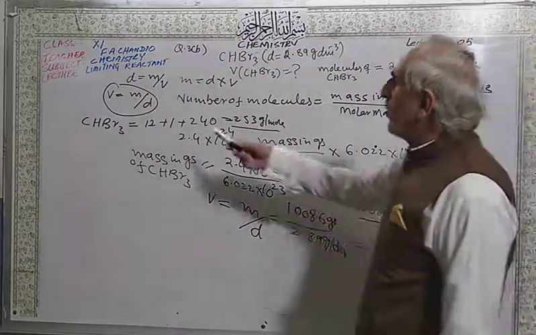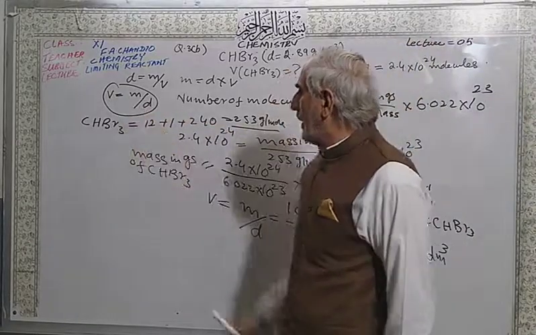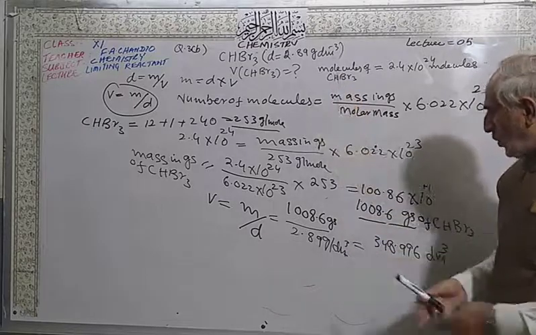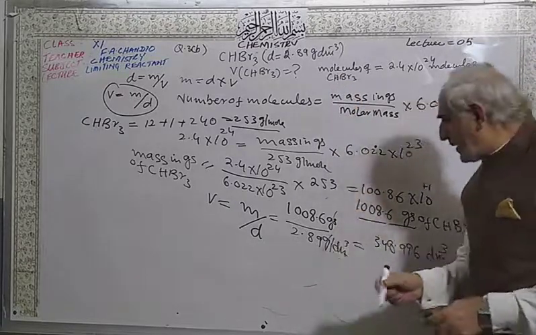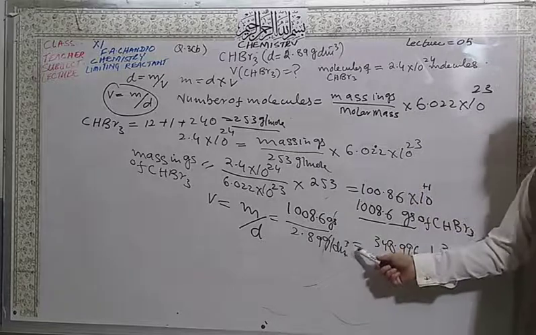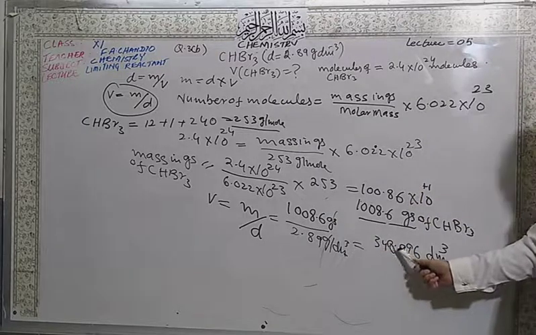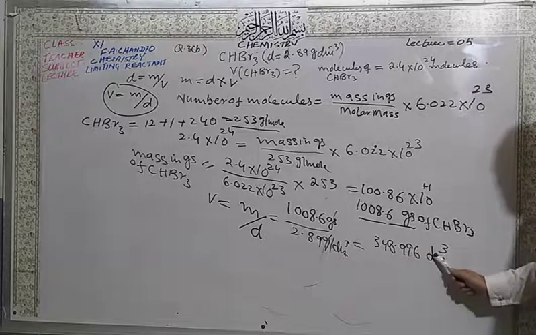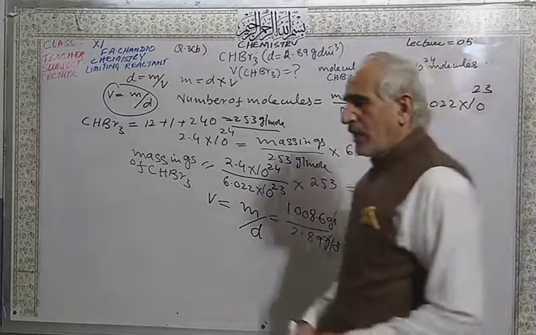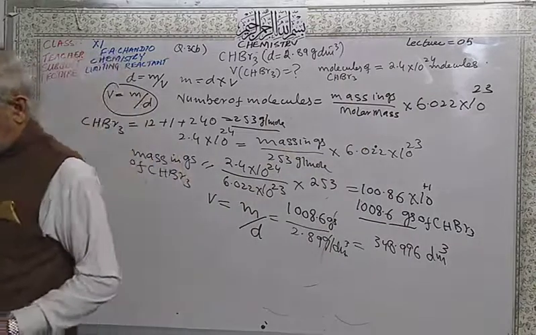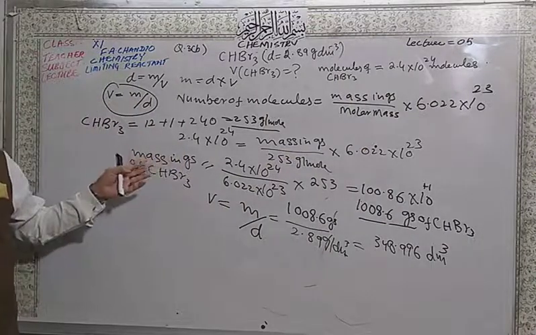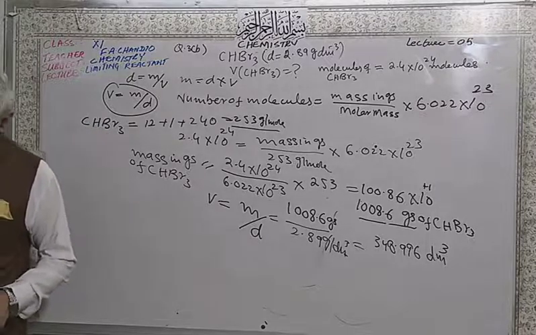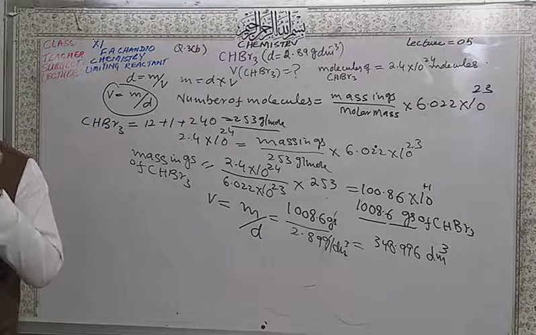Then I apply the formula. Volume is equal to M over D. So M is this. Density is given here. Write units. Grams cancelled. You have only the decimeter cube. So this is the answer: 348.996 decimeter cube is the volume of the given compound. So please note it. Hurry up. Write it down in your copy till I find another question for you.